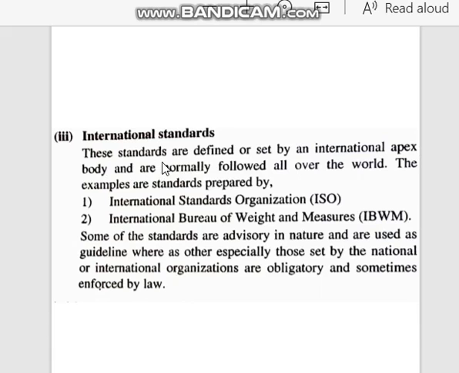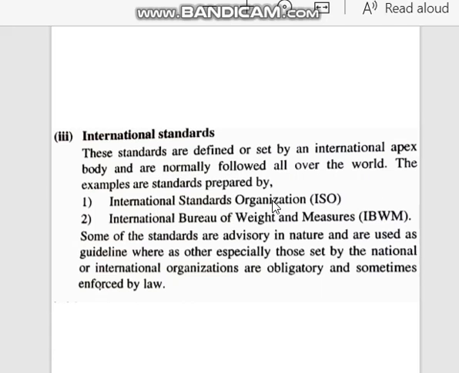International standards are defined and set by international apex bodies, international top bodies. Actually all the countries have come together and they have formed the United Nations, which is called UN. Under this UN so many other bodies are there. So they form this. They are normally followed all over the world. And the examples of standards prepared by these apex bodies are the International Standards Organization, ISO.